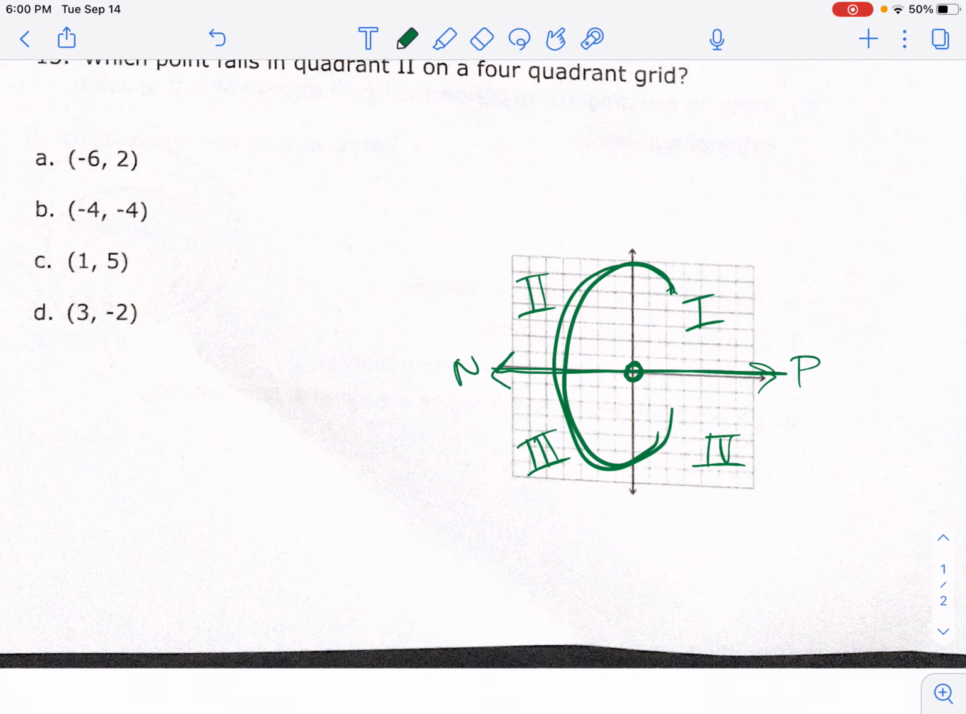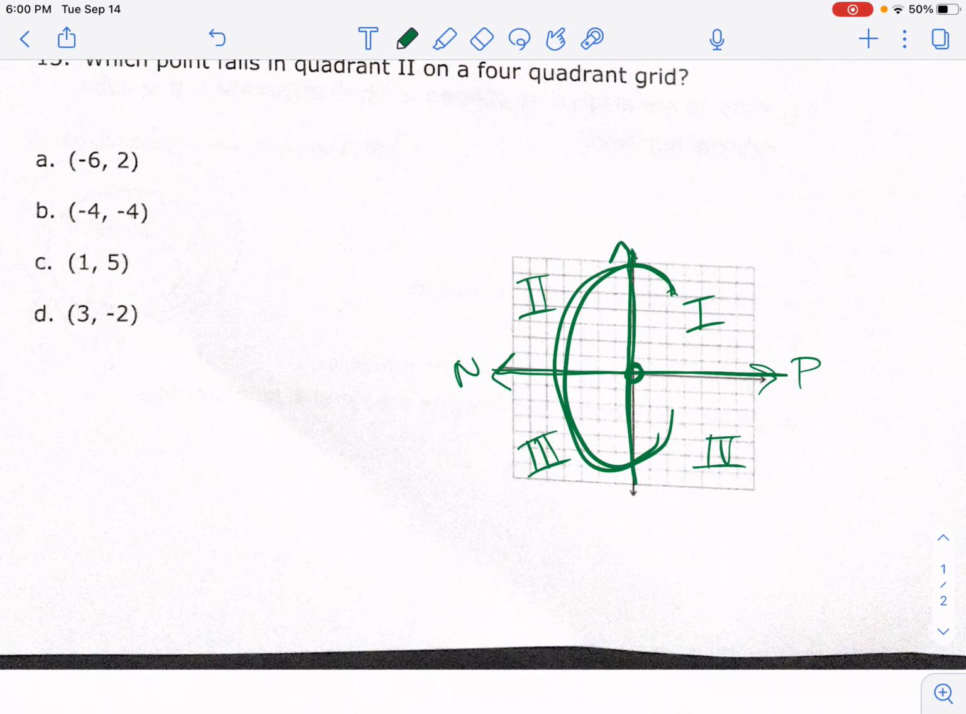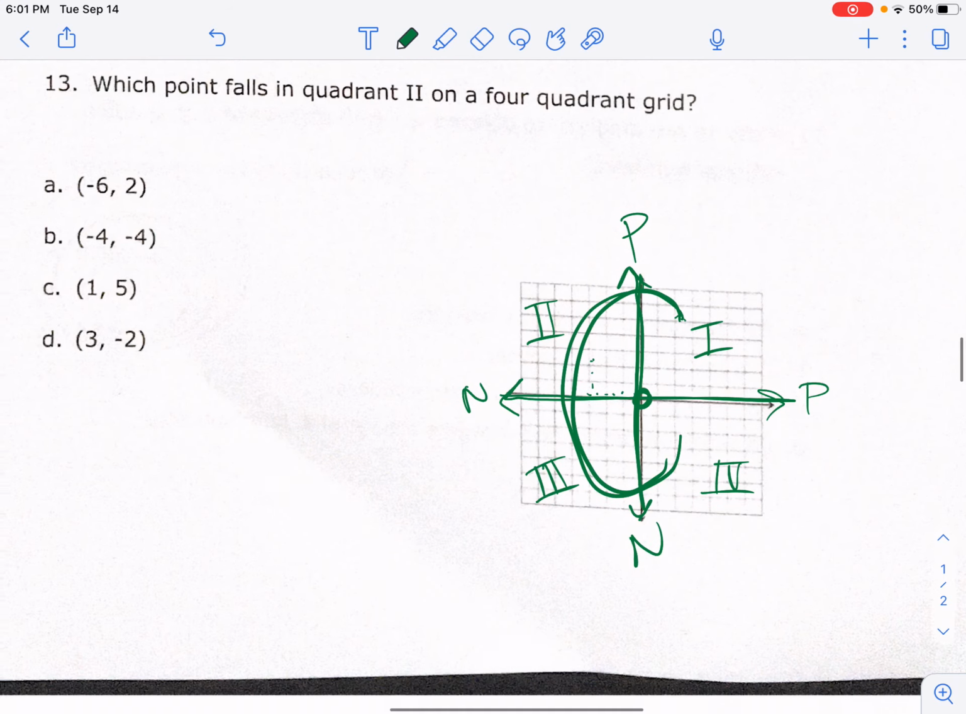All my negative numbers are over here. On my y-axis, my positives are up here. The negatives are down below 0. Okay, -6. So go to -6 on the y-axis. And then 2. Oh, look at that. That's in quadrant 2. That was easy.